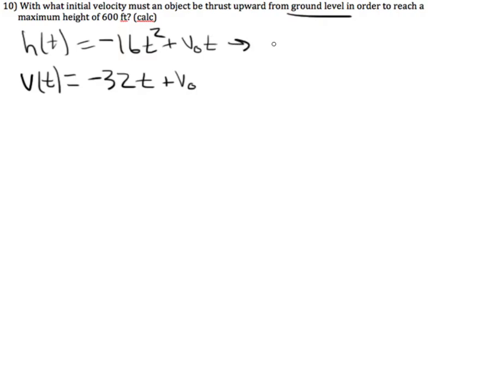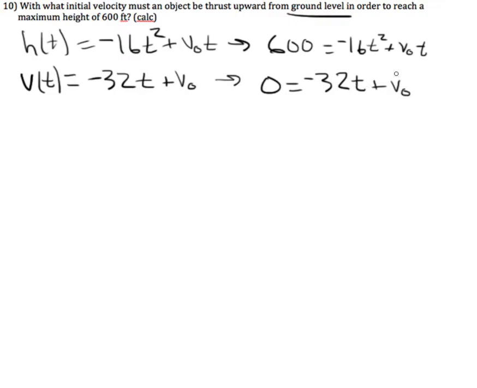So then we can go ahead and say our height is 600 equals negative 16 t squared plus v naught t. And then this is the tricky part that's hard to see. But remember, when the object reaches its maximum height, for a very brief second, its velocity is 0. So if we look at our velocity function, we can say 0 equals negative 32. Oh, my bad. Not 3t. 32 t plus v naught, where that t and that t and that t are all the same t.